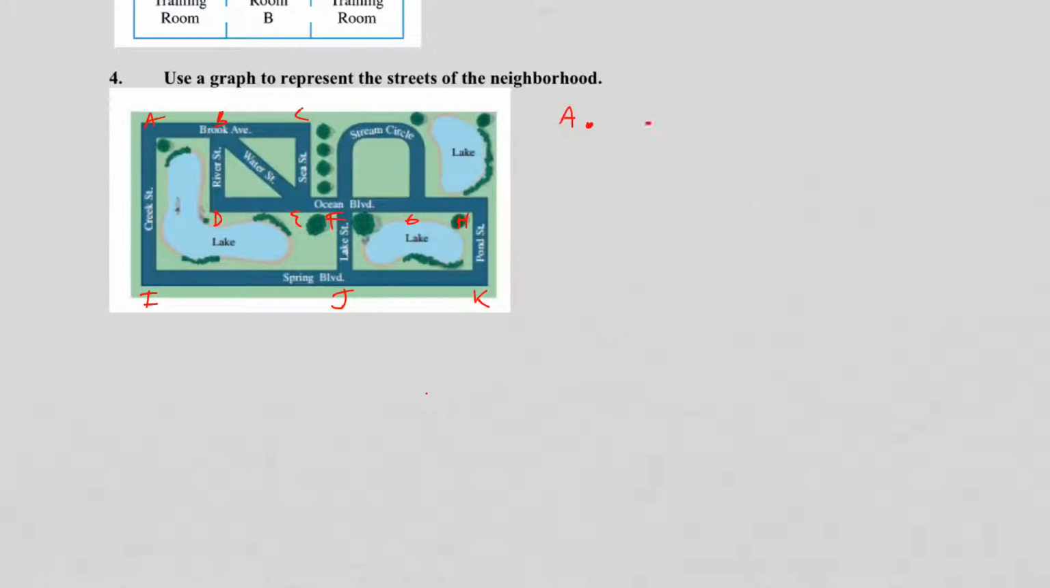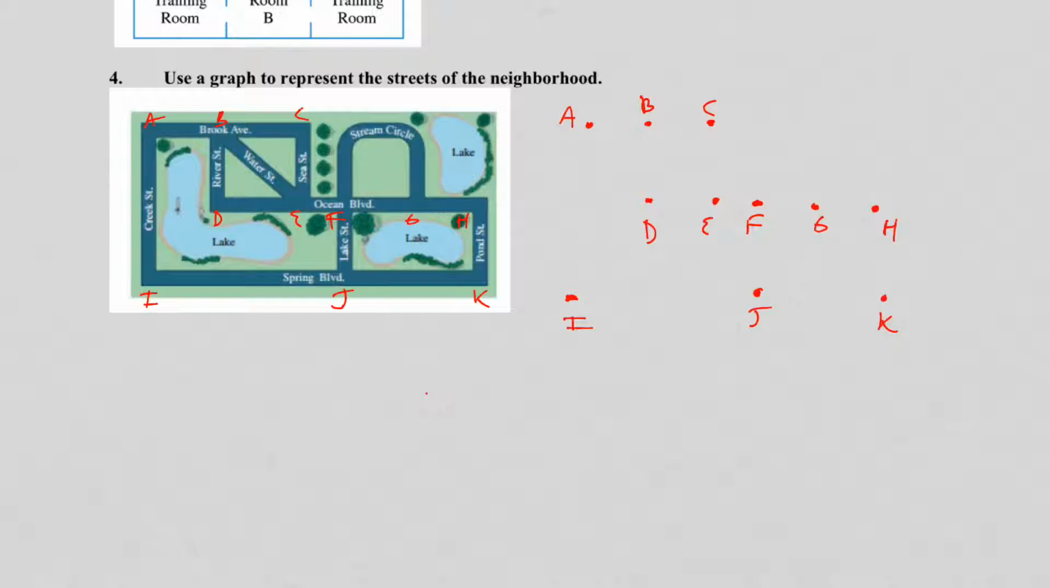Okay, so A, B, C are pretty much evenly spaced out. D is below B, and E is below C, and F is pretty much right next to E a little bit, and G, so D, E, F, G is right here. H is the last one. And then if you look, I is below the A, so I'm going to put that right here. And J is below the F. And K is below the H.